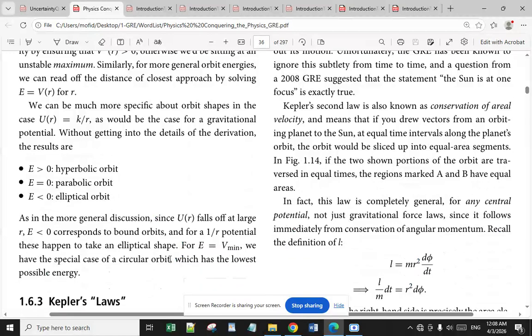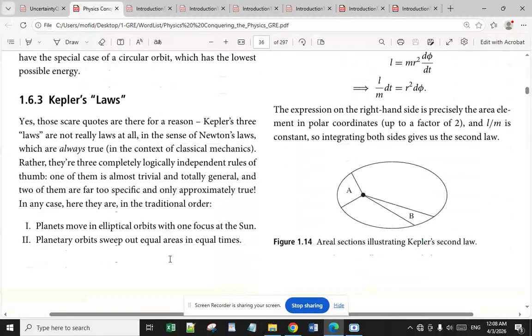As in the more general discussion, since U(r) falls off at large r, E less than 0 corresponds to bound orbits, and for a 1 divided by r potential, this happens to take an elliptical shape. For E equal to V minimum, we have the special case of a circular orbit, which has the lowest possible energy.